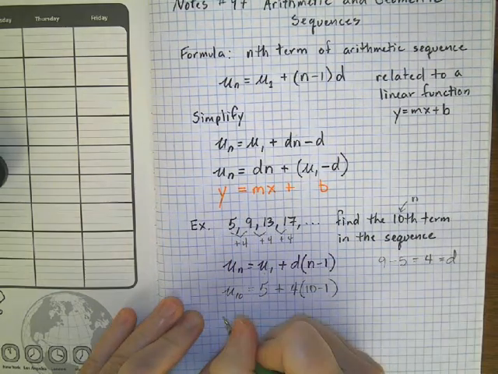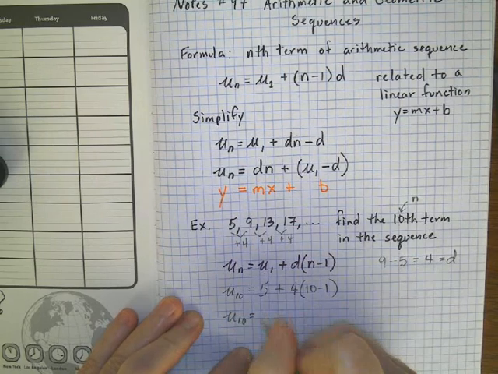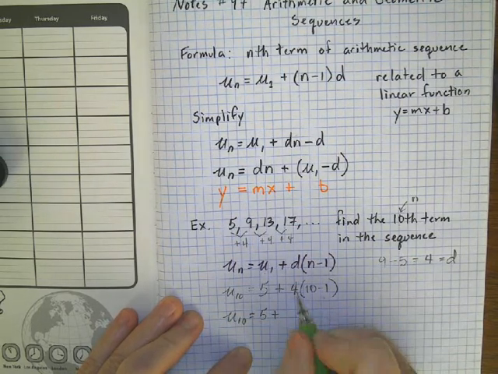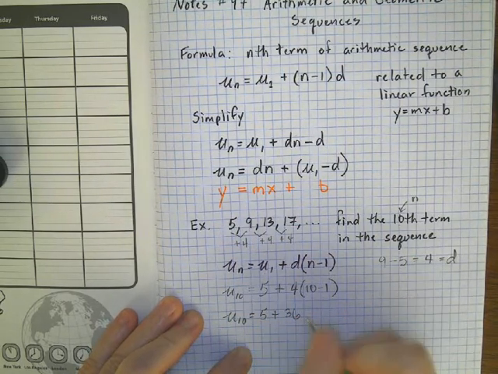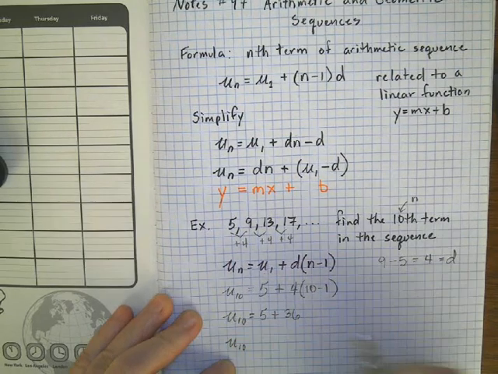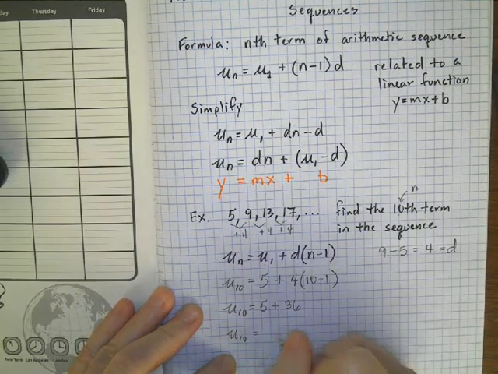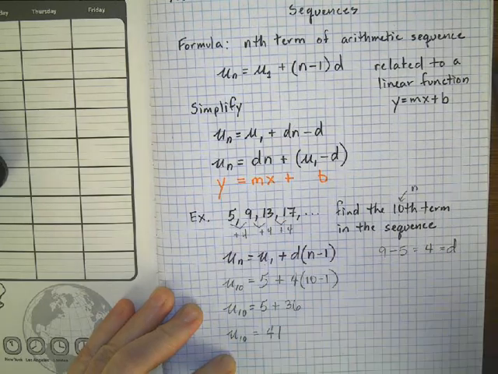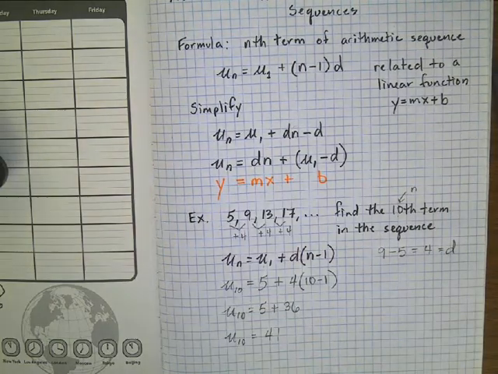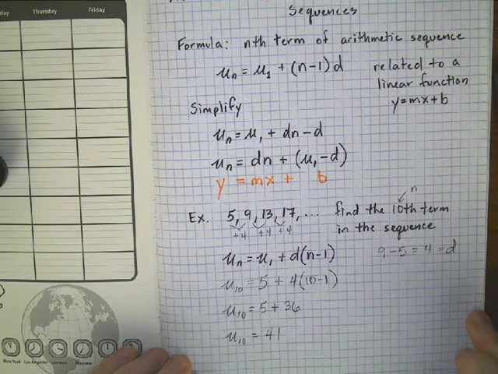So u sub 10 is equal to 5 plus 4 times 9, which is 36. So u sub 10 is equal to 41. Okay, easy peasy, lemon squeezy. Very similar to using a linear function. Okay, so let's get a little harder then.